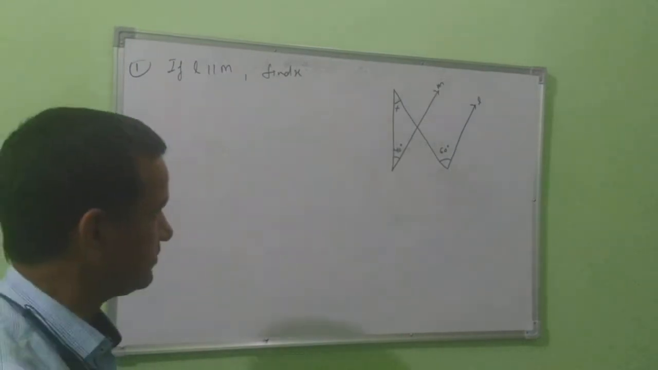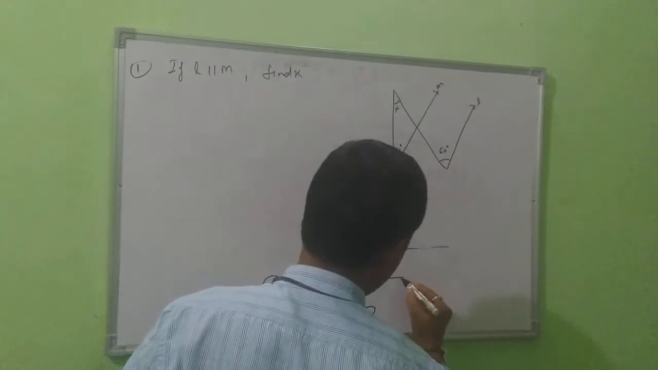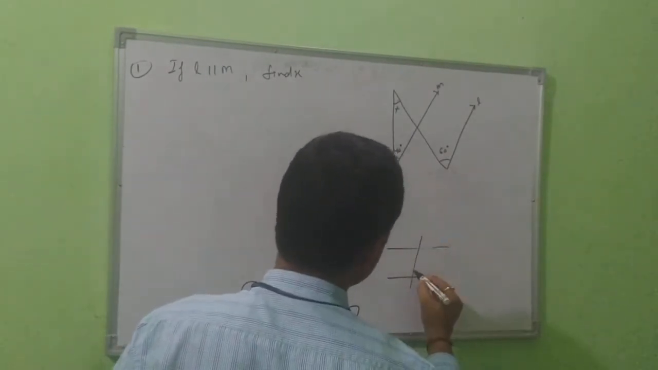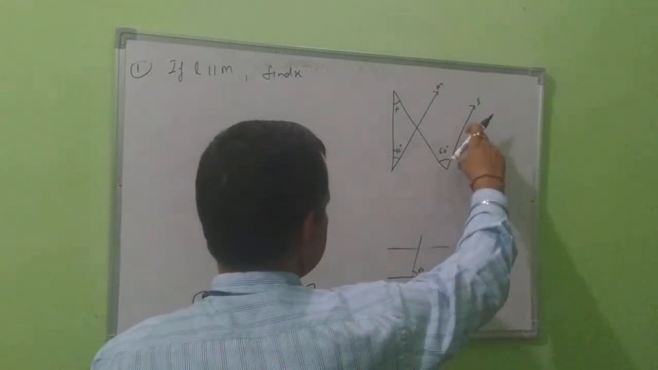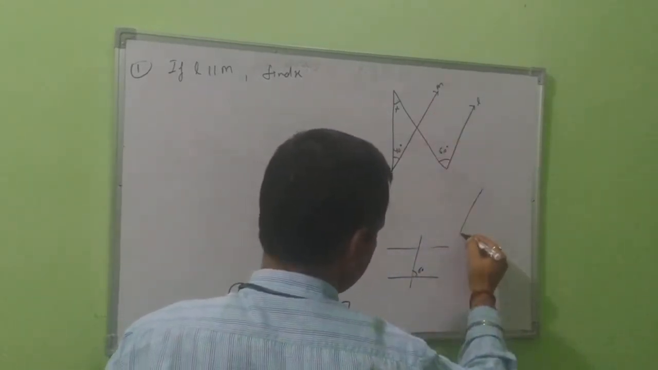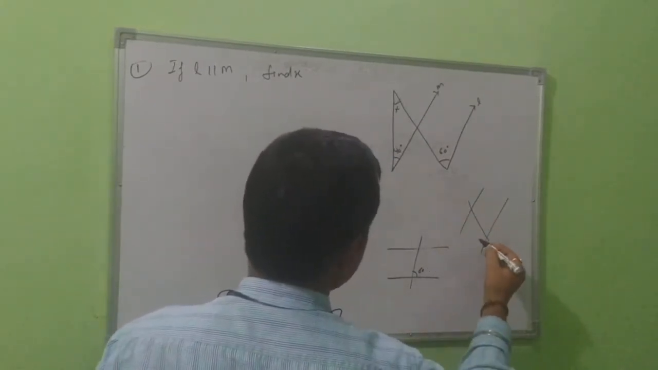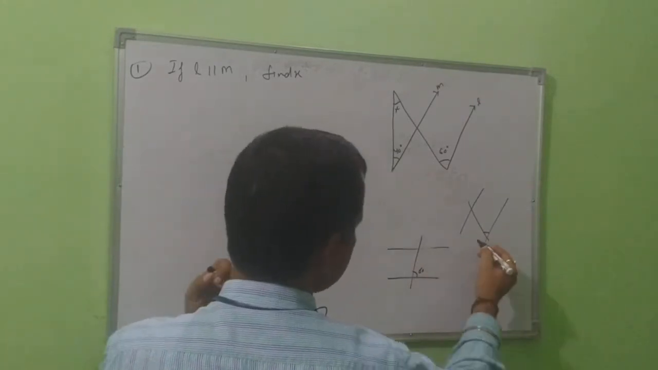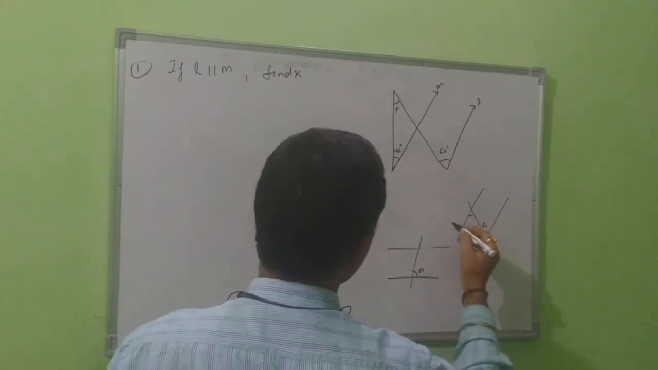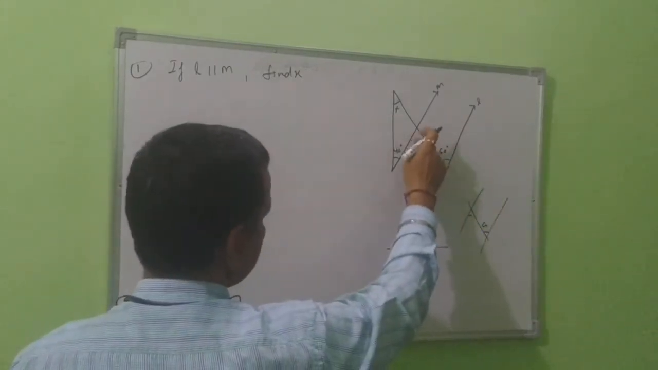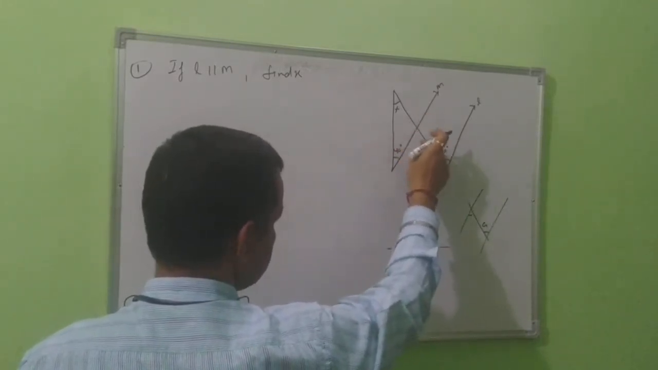Now suppose these two lines are parallel in this form, and this angle is 60 degrees. These two lines are parallel and this is the transversal. Suppose the diagram is in this form, and this is the transversal. The value of this angle is 60 degrees. How much is this angle here? There is a relation between this and this angle, because this is the transversal.